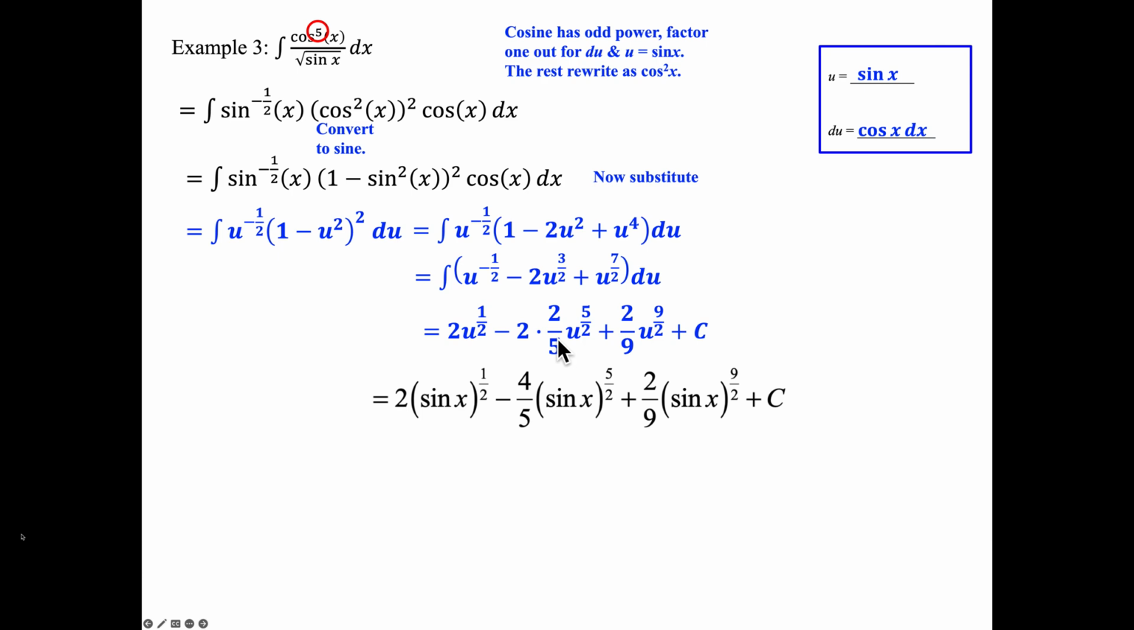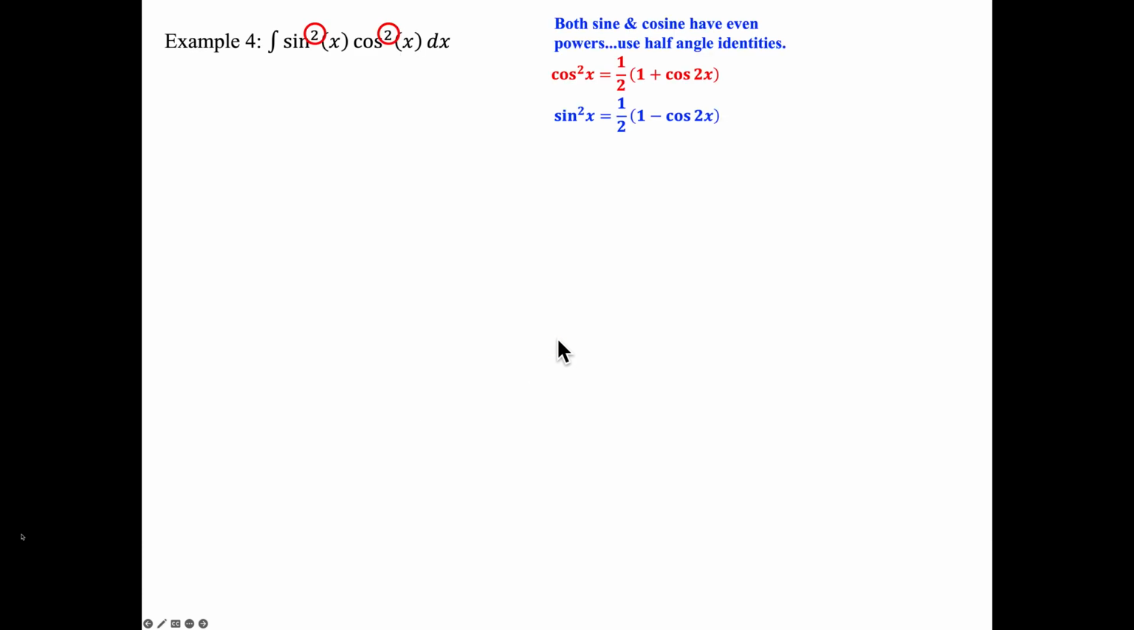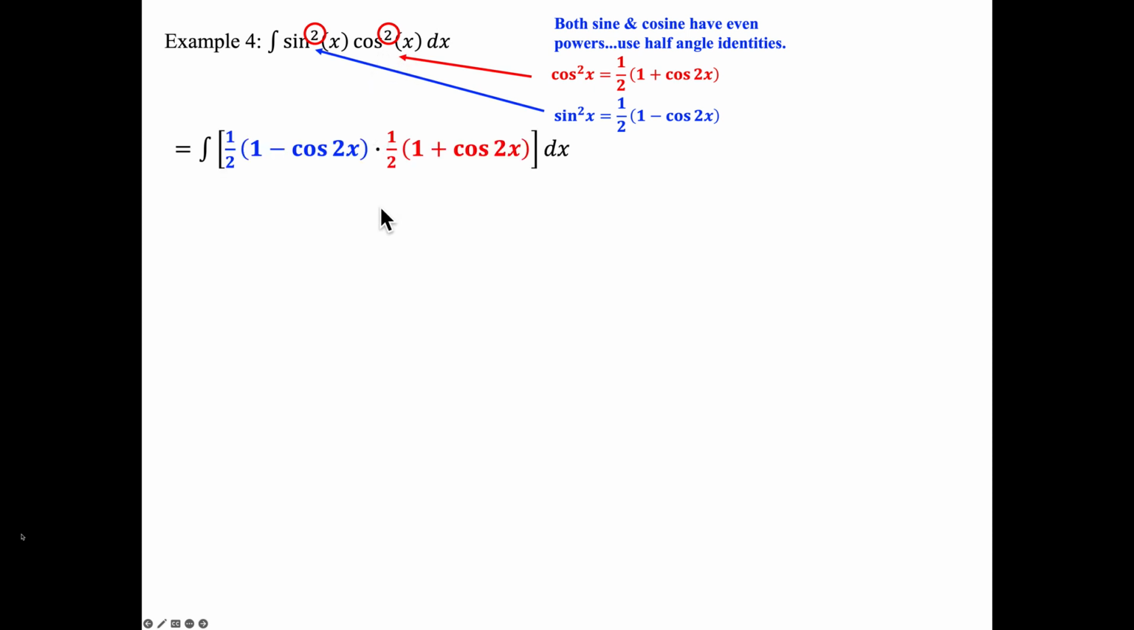Example 4, here sine and cosine are both raised to an even power. So we're going to have to use our half angle identities. You want to make sure you have those around because you're going to use them quite a bit when you have to do a double substitution like this. So we're going to put in 1/2 times 1 minus cosine of 2x for sine squared x, and 1/2 times 1 plus cosine of 2x for cosine squared x.